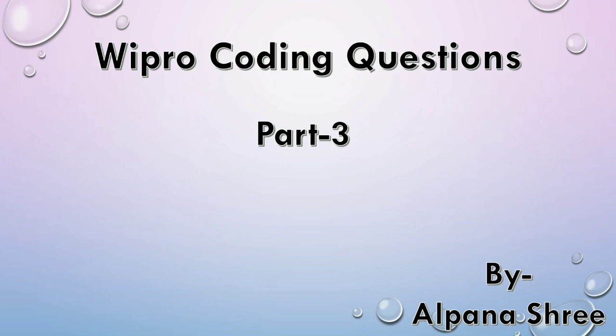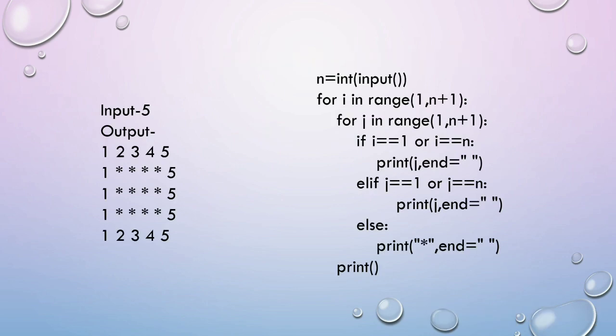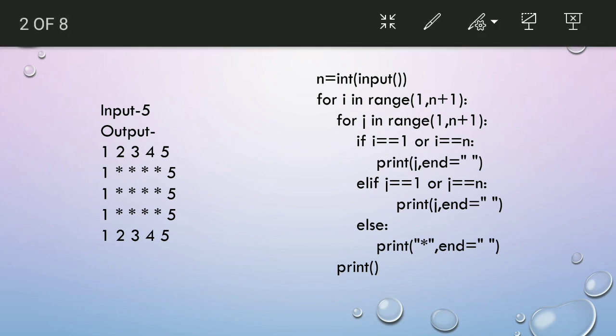So let's start today. Our first question is: we are taking the input 5, or whatever you wish, and the output we need to print is 1 2 3 4 5, then 1 with all stars in the middle and then 5. In the same way up to the 4th row, and the 5th row is again 1 2 3 4 5. So how can we generate this type of pattern? Here is the program.